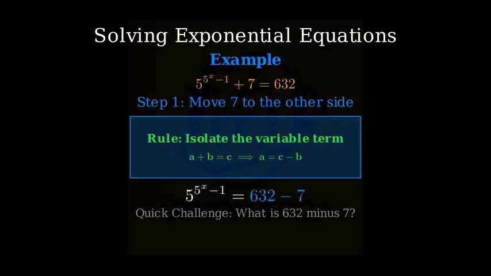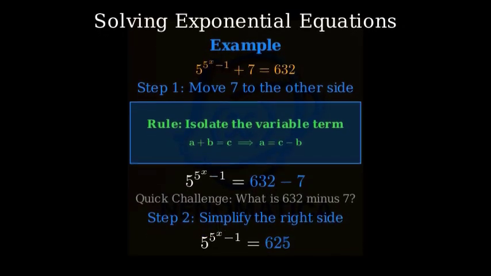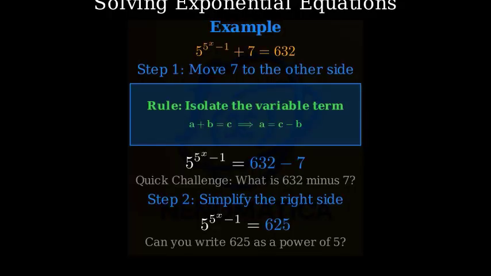Step 2. Let's simplify the right side of the equation. 632 minus 7 equals 625. Step 3. Now, let's try to express 625 as a power of 5. You should recognize that 625 equals 5 to the power of 4, since 5 to the 4th equals 5 times 5 times 5 times 5, which is 625. So our equation becomes 5 raised to the power of 5 to the x minus 1 equals 5 to the 4th power.